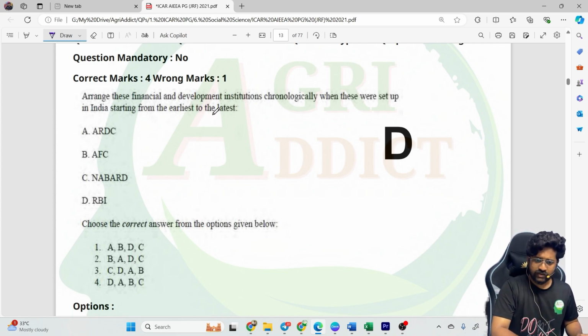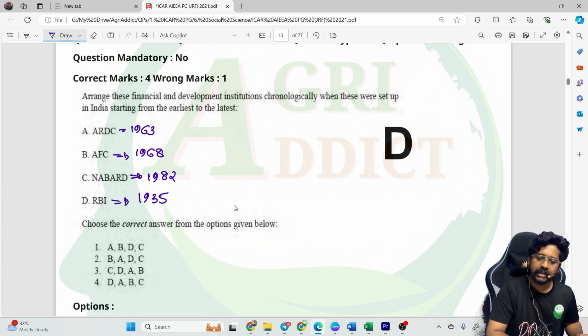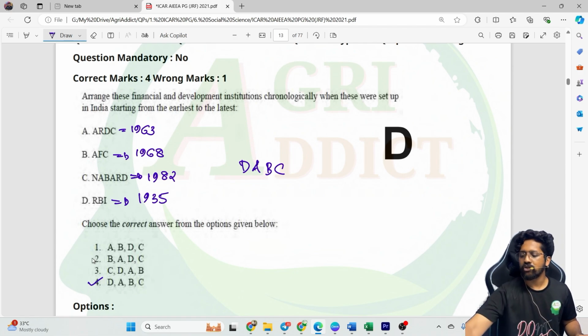The ARDC was established in 1963, AFC was established in 1968, NABARD was established in 1982, RBI was established in 1935. So therefore the earliest was obviously RBI, so D. Then afterwards in 1963 ARDC, Agricultural Refinance and Development Corporation, so A. Then afterwards AFC, Agricultural Finance Corporation in 1968, B. And finally NABARD in 1982, which is the apex refinancing institute in India, so C. So D, A, B, C will be the correct sequence. D, A, B, C is in the fourth option, so answer 4 will be the correct answer.